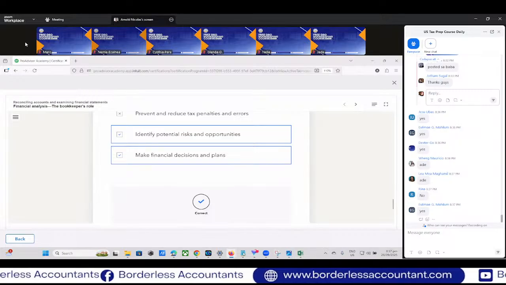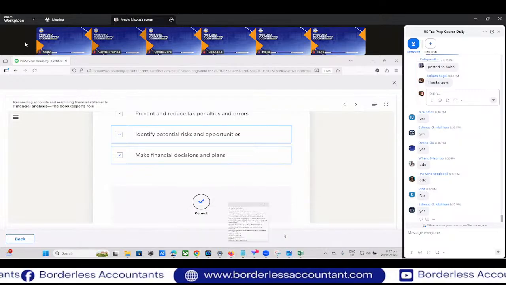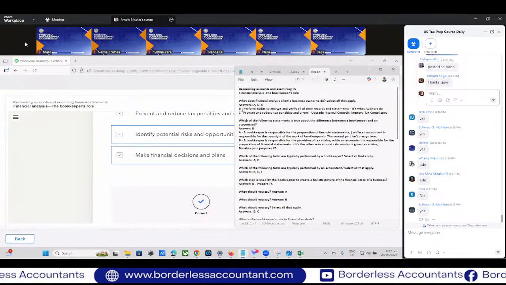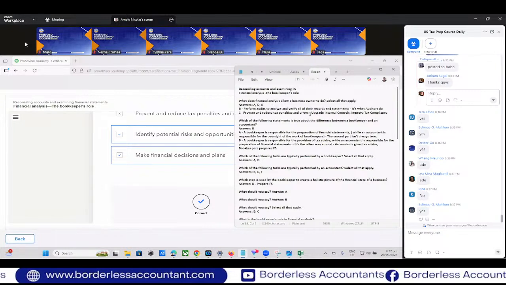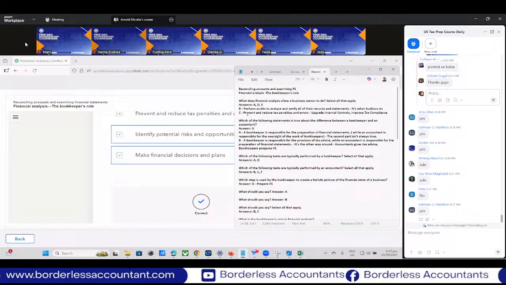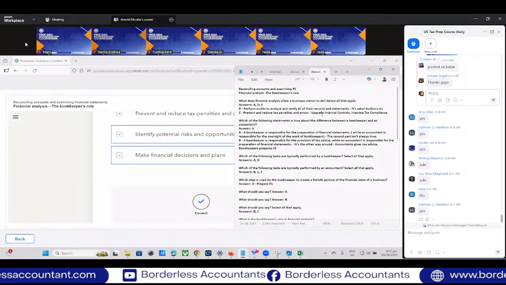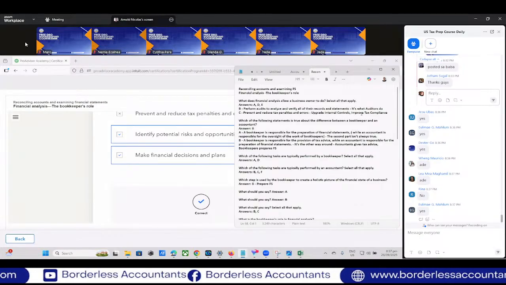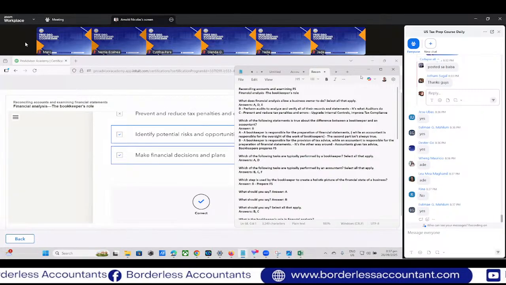So I said B, perform audits, mostly what auditors do. Letter C option is prevent and reduce tax penalties. Usually you do that by upgrading internal controls or improving tax compliance.